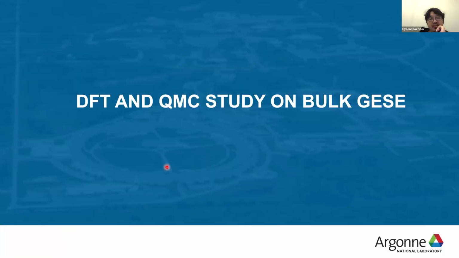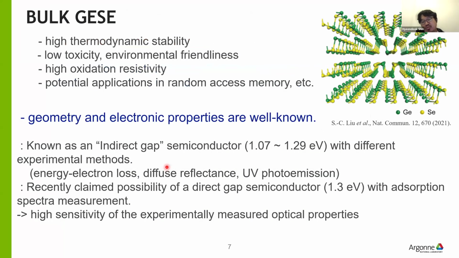So now we study bulk germanium selenide first, to confirm whether the QMC approach is good at describing accurate structural and electronic properties for germanium selenide structures. Let us start with the bulk system first because its geometry and electronic properties are very well known. Its bulk structure is known for high thermodynamic stability and potential applications in random access memories.